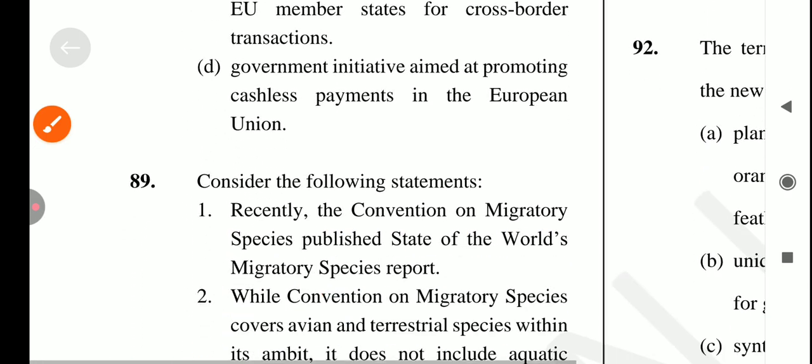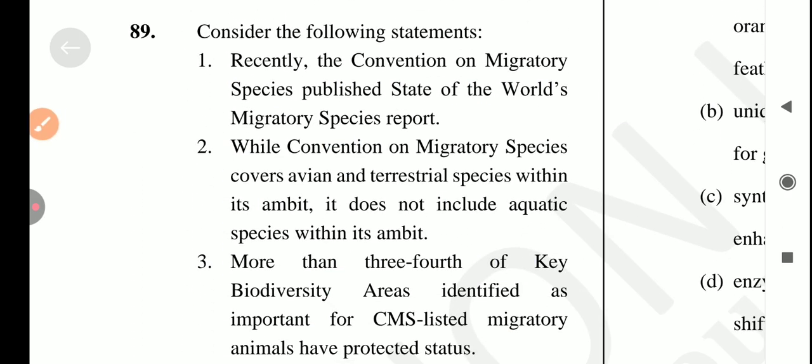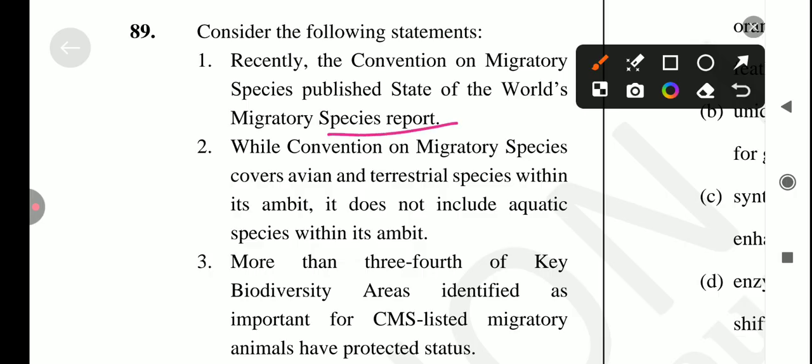Let's come to the next question, which is: consider the following statements. Recently the Convention on Migratory Species published the State of the World's Migratory Species report. So the first statement is correct. Next is the convention on migratory species covers avian and terrestrial species within its ambit. It does not include aquatic species within its ambit. It's an incorrect statement because it does include aquatic species within its ambit. Okay, so statement second is incorrect.